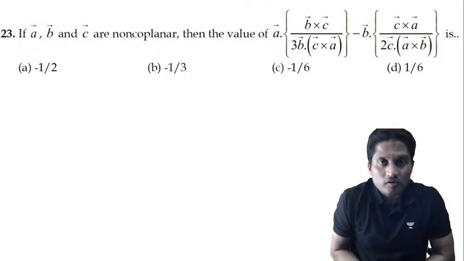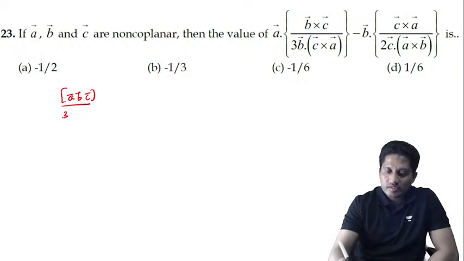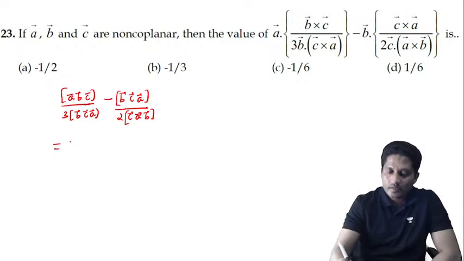If A, B, C are non-coplanar vectors, see A dot B cross C in the numerator is the same as box of ABC. 3 times this is box of BCA. Minus this is B times box of BCA. B dot C cross A is box of BCA. 2 times this is C dot A cross B, which is box of CAB. Now this is box of ABC.